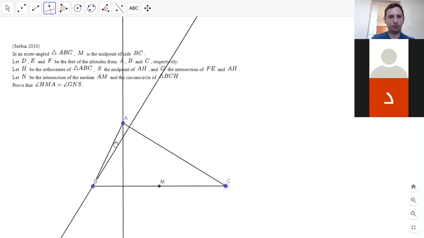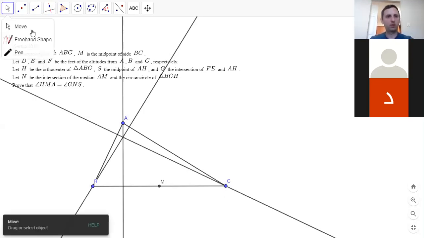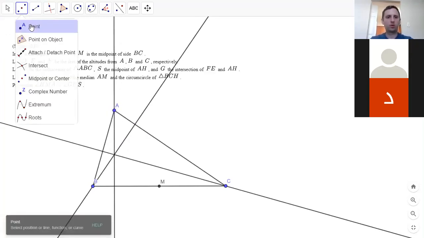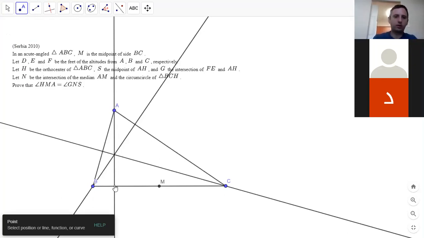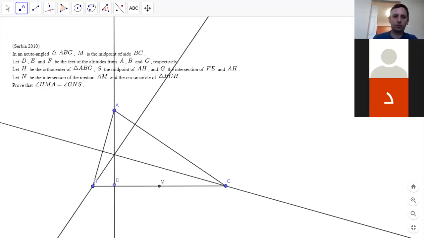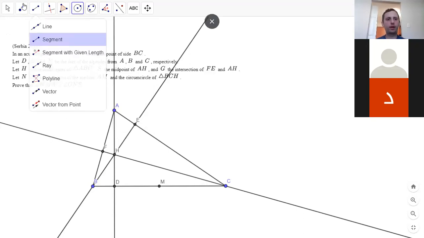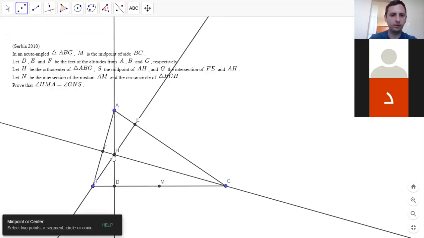And H is the orthocenter. So D, E, F, H, and S is the midpoint of AH. So that's basically the center of that circle through A, F, H, and E.